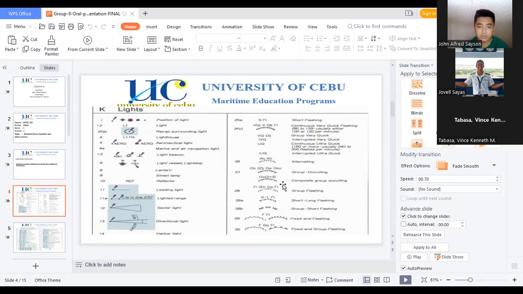Number 26 is alternating. Number 27 is called group occulting, and the bottom part is the composite group occulting. Number 28 is group flashing. 28A is short long flashing. 28B is short flashing, and 29 is fixed and flashing. Number 30 is fixed and group flashing.